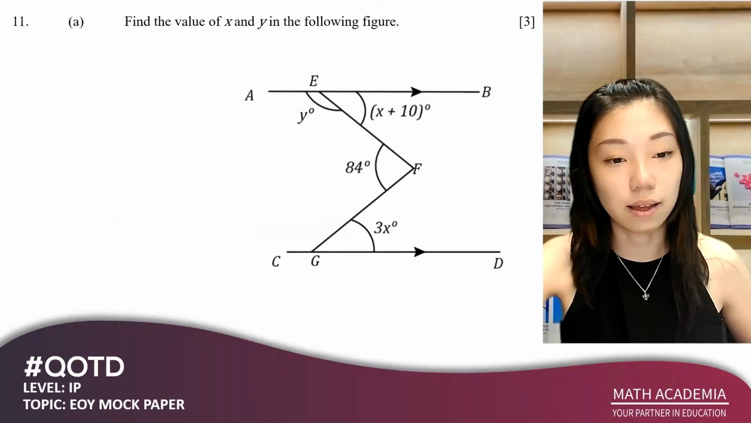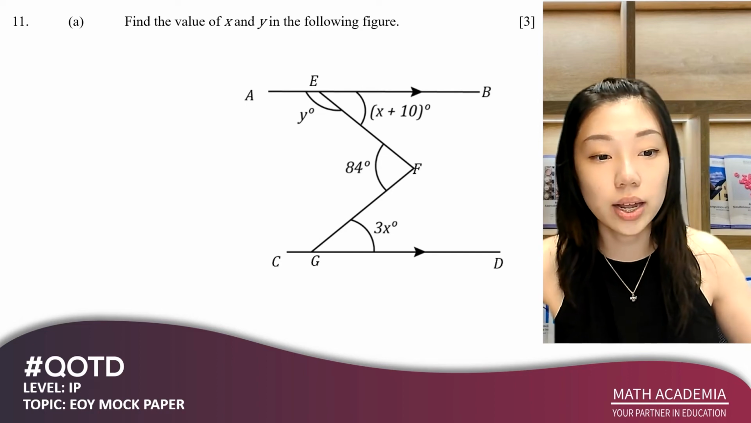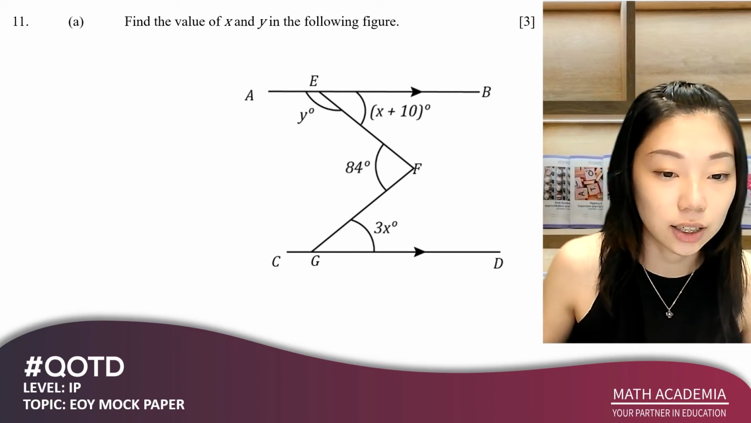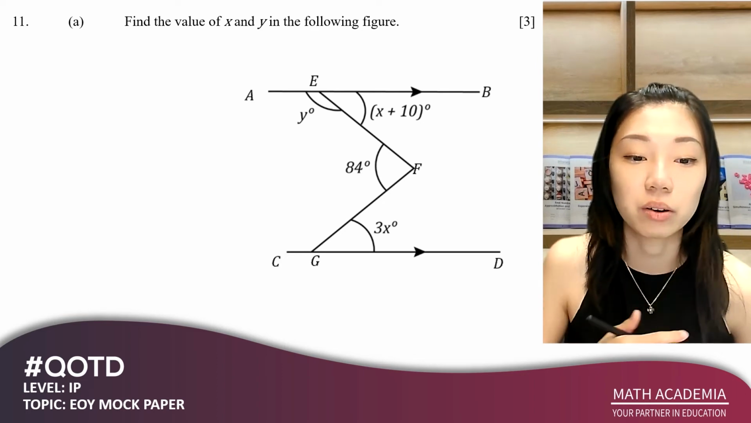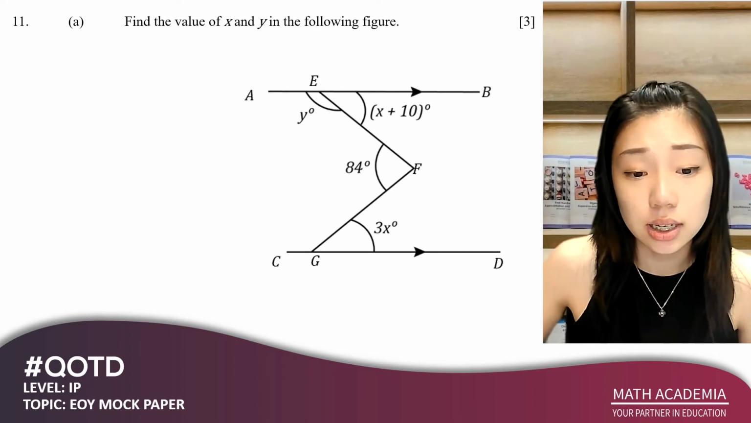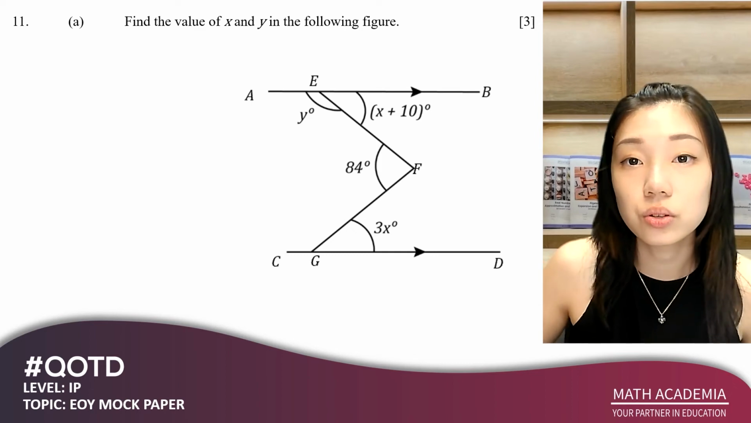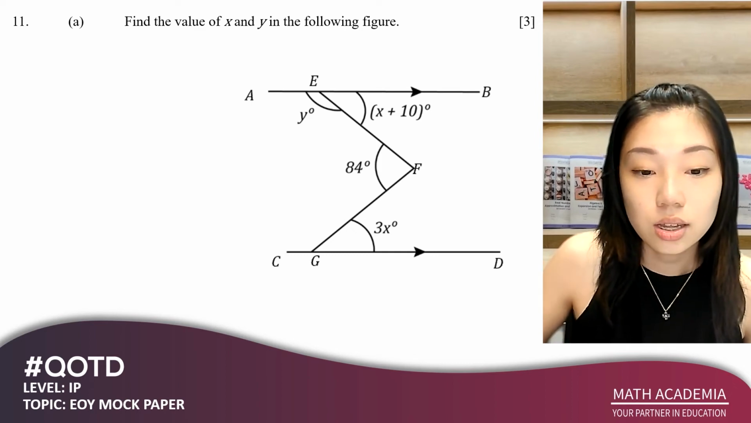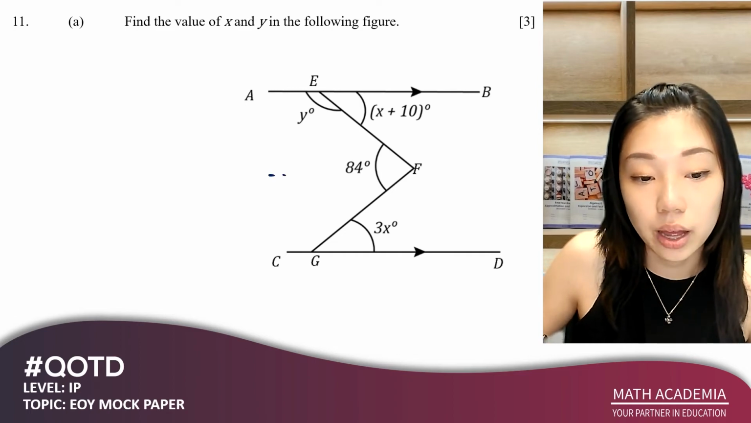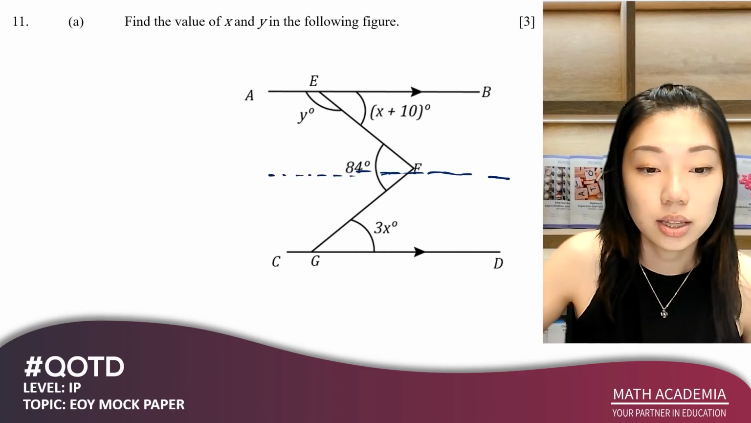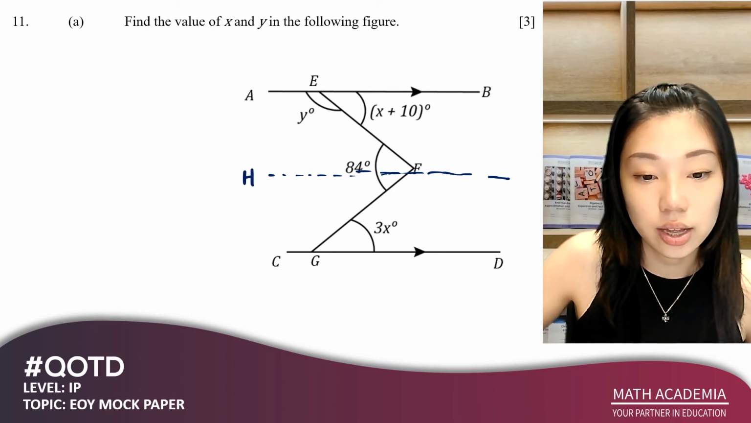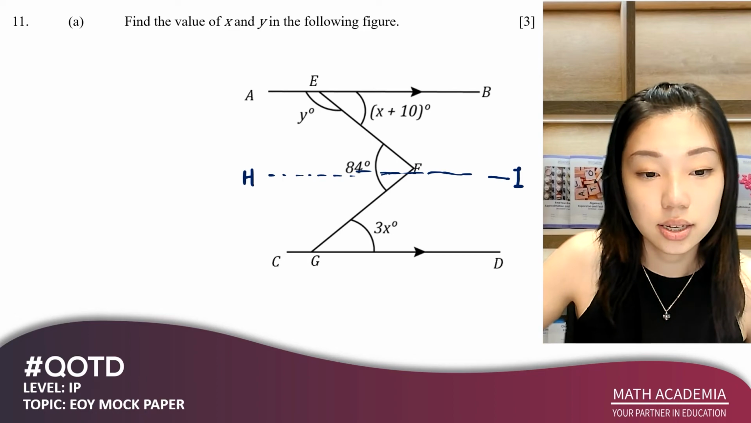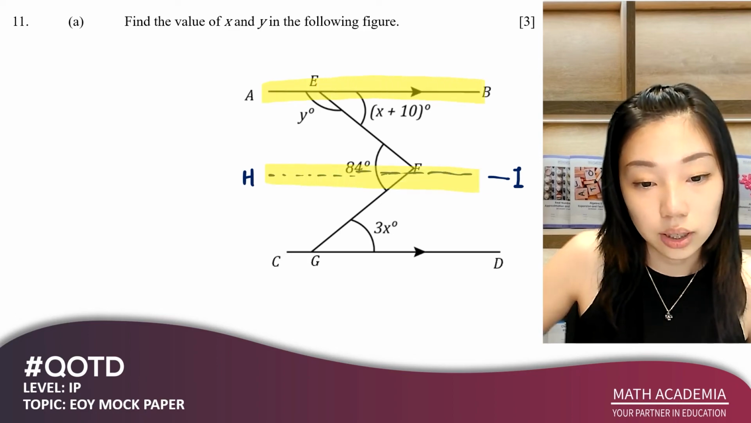To question 11. Okay, question 11, they want us to find the value of x and y in the following figure. I have a pair of parallel lines AB and CD, but there is no straight line that links my two parallel lines together. So what I can do is add my own parallel line and name it HI. If I highlight it, I have 3 parallel lines.